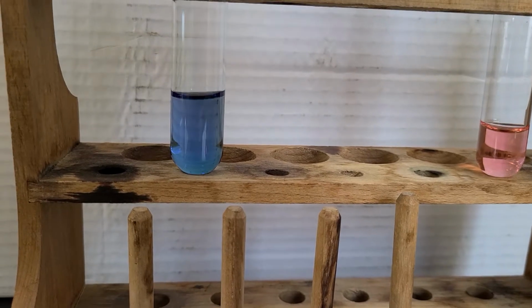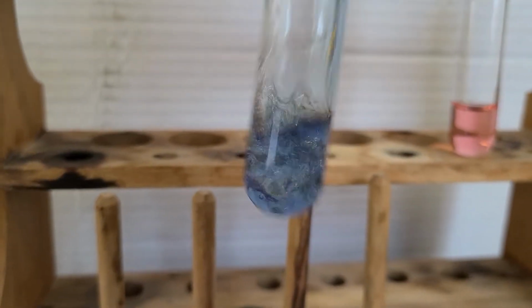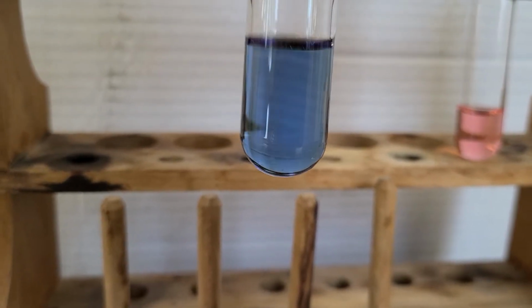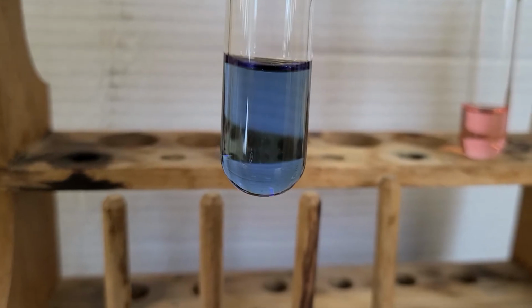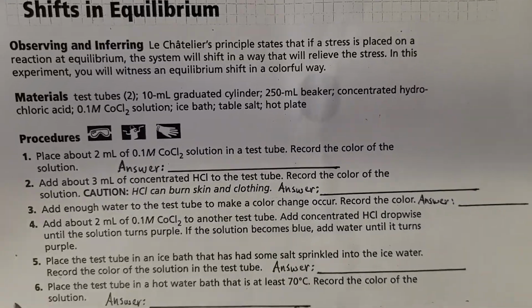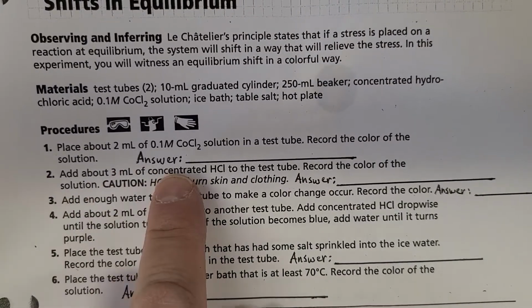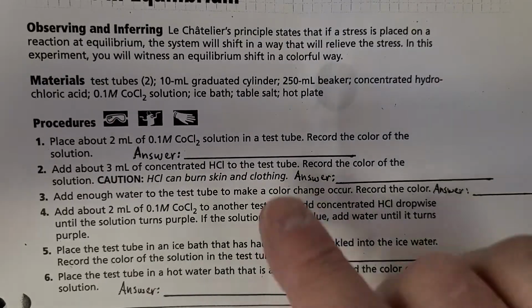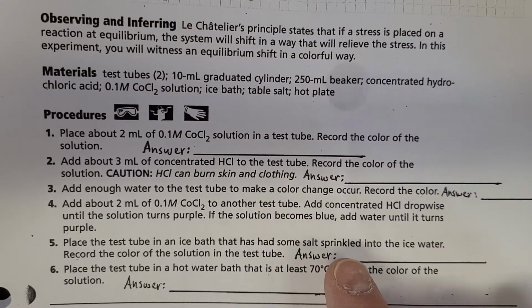Look at that. Let's give it a little bit of a shake here. So what does that look like? Look at that, that color change. Okay, so note that down. That'll be your answer for over here. We added the 3 mL of HCl to the test tube. Record the color. So what do we get there?